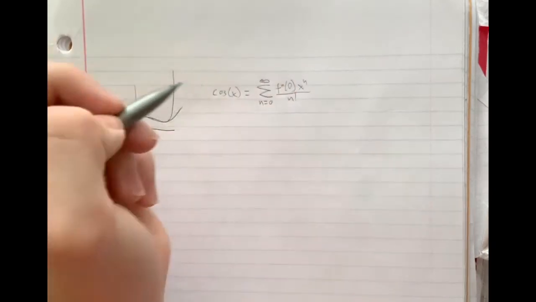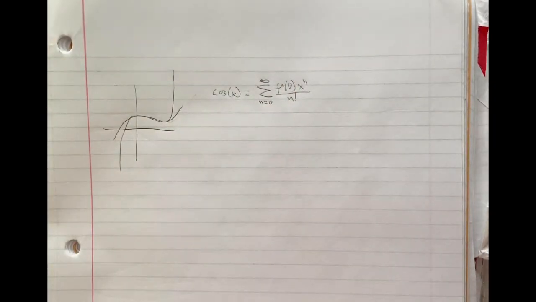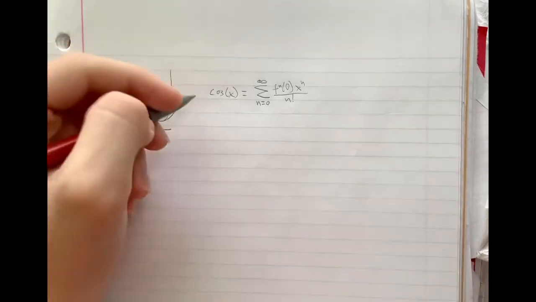First one, let's look at cosine of x. We're going to center it at 0. This will actually be a Maclaurin series. So the Maclaurin series for cosine of x is going to be, if you remember the formula, the sum from n equals 0 to infinity of the nth derivative of f at 0 times x to the n over n factorial. So let's just differentiate cosine of x multiple times, and since it's a cyclic function, we should arrive at the same place again.